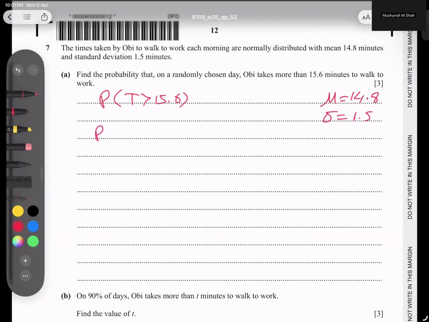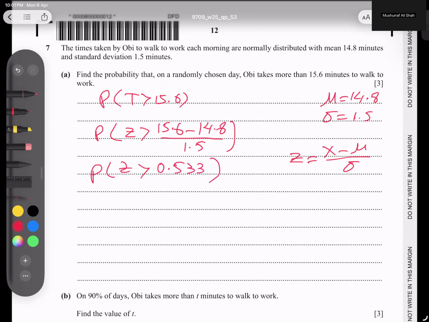Not hard, inshallah, easy. We have a formula: x minus mean, divided by deviation, will give us z, and z is called the normally distributed value. I will use this formula to convert this t into z format. So 15.6 goes in the place of x, minus 14.8, divided by 1.5. When I type this in the calculator I get 0.533, to 3 dp, always.